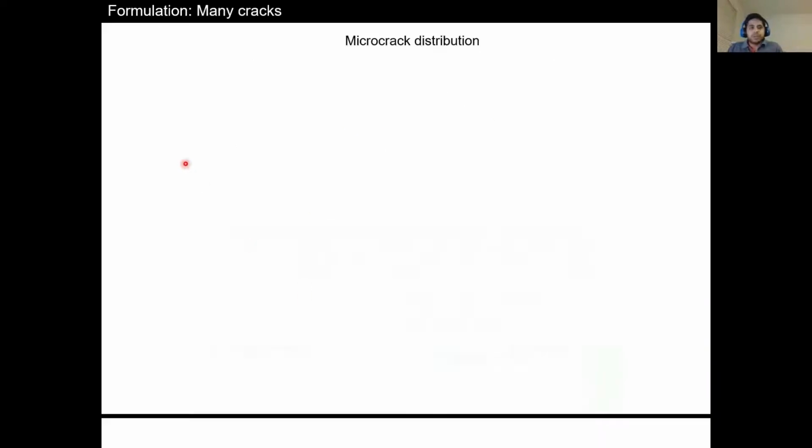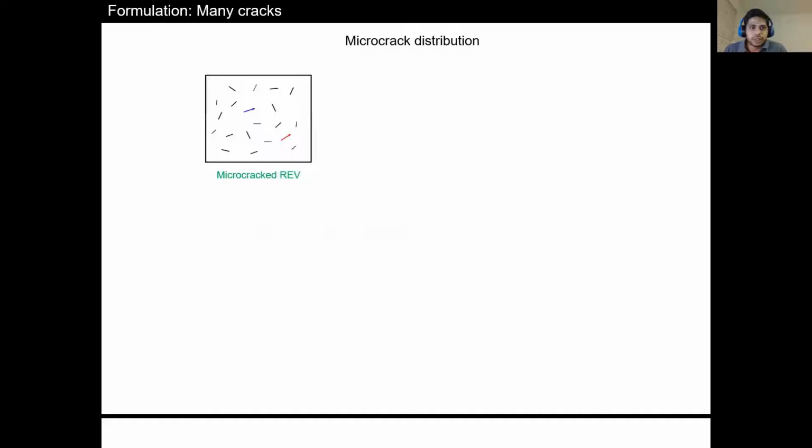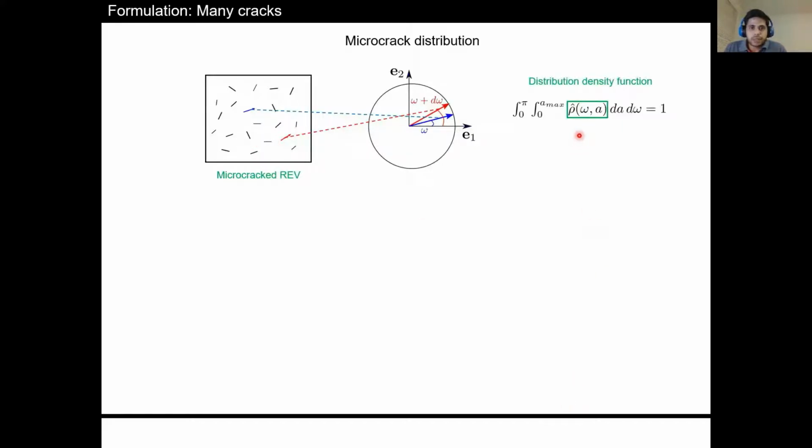Now, having computed the stress-strain relationship and the Gibbs free energy for the REV with a single microcrack, we move on to the REV with multiple microcracks. So here we start by considering a REV with many microcracks. The distribution of the microcracks in this REV can be expressed using a microcrack distribution density function, which is a function of the directions omega and the sizes a. So it represents how the microcracks are distributed over different directions and sizes.